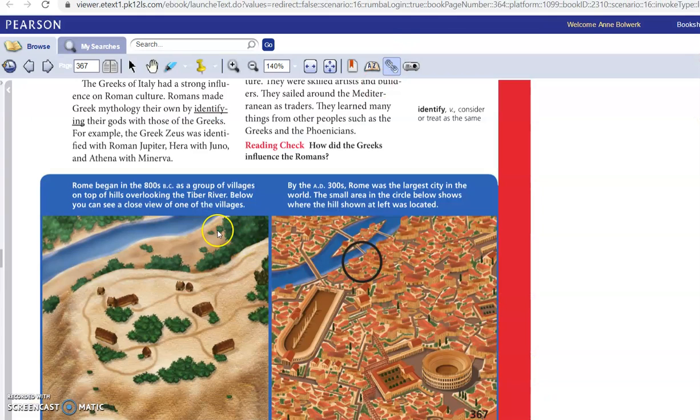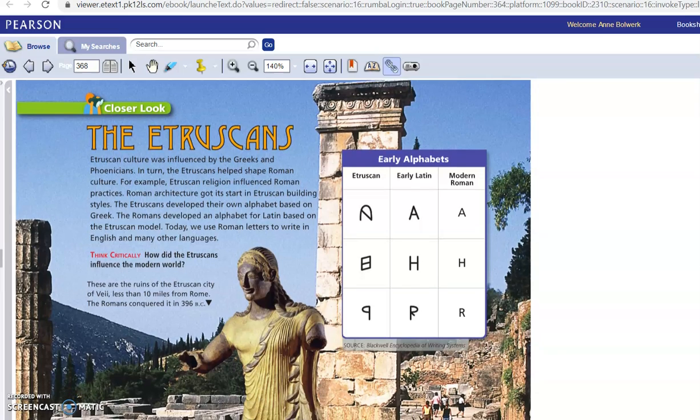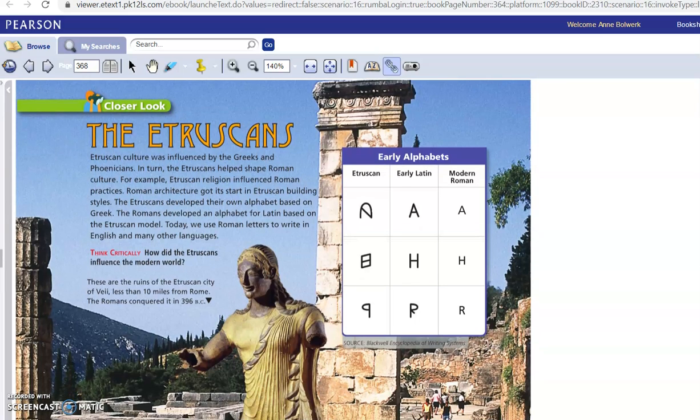So I want to get into my textbook, and we're on page 368. We had mentioned the Etruscans yesterday, starting to talk about their architecture influencing Roman style. Their alphabet was based off of the Greeks, and then the Romans developed their own Latin alphabet based off of the Etruscans. And so we can see the similarities and how it relates to modern Roman ways of writing. You know, Times New Roman, that font. We use Roman letters to write in English and a lot of other languages.